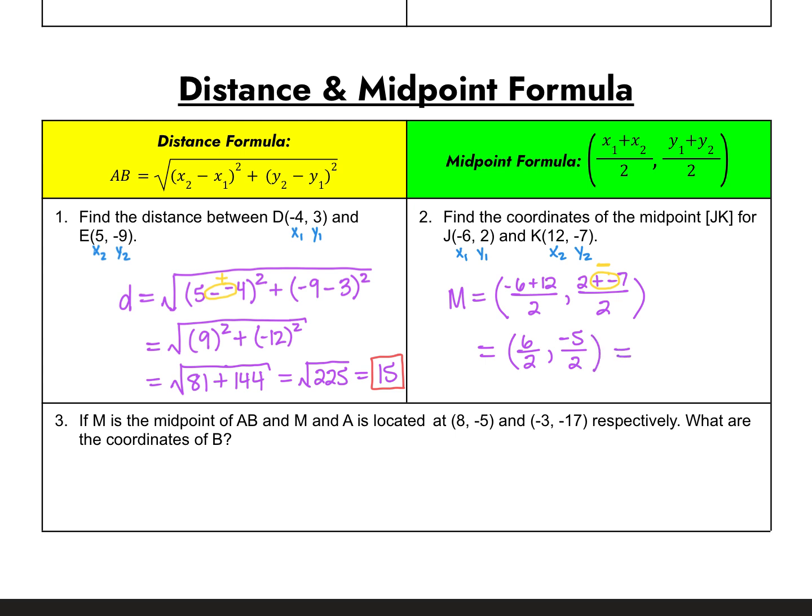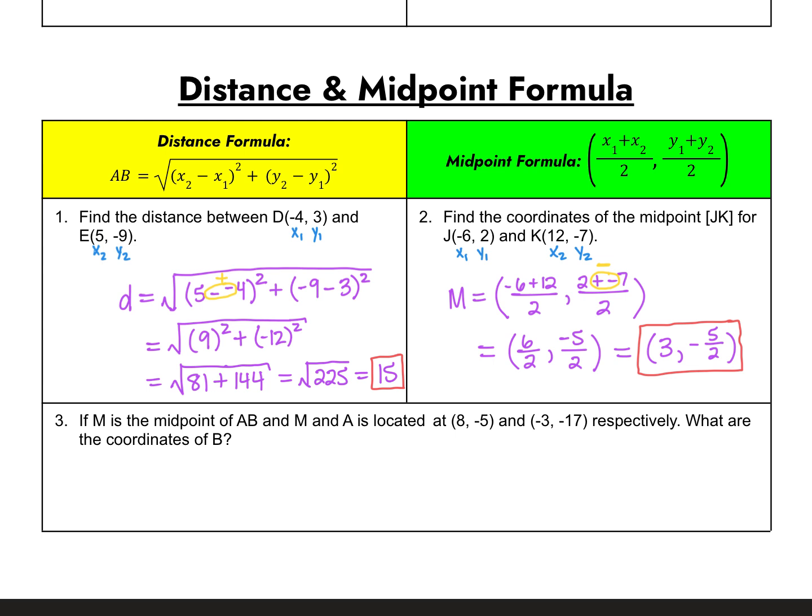And then we can simplify. 6 divided by 2 is 3, and -5 divided by 2 is -2.5, or you can leave it as a fraction, -5/2. It is the same answer. If you want to put it in decimal form, that's fine. If you want to leave it as a fraction, that is also fine.